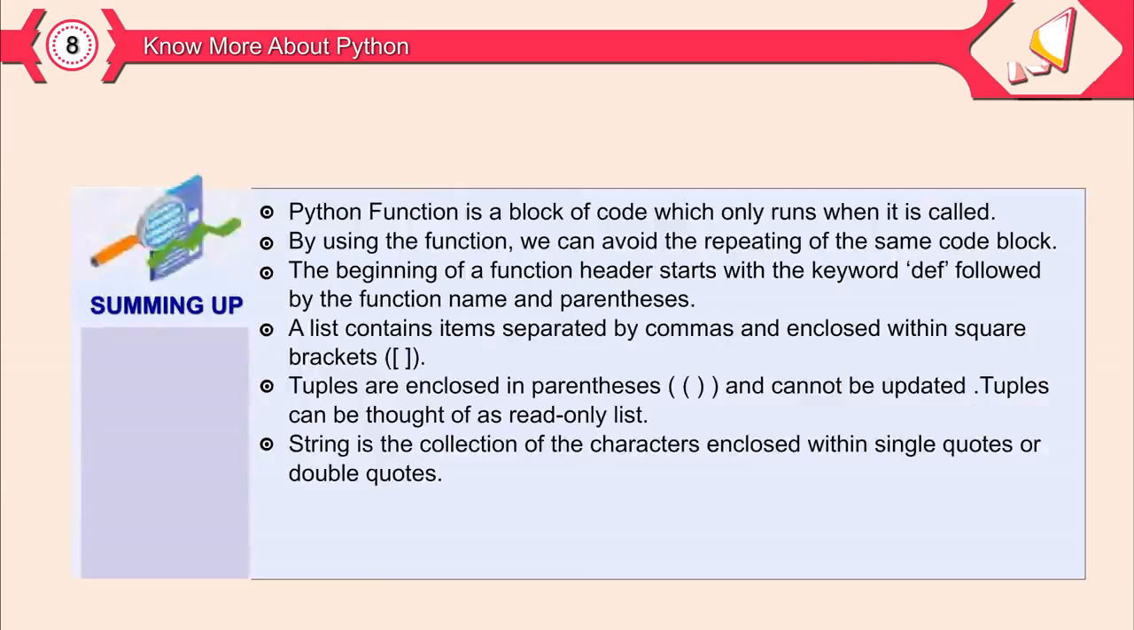A list contains items separated by commas and enclosed within square brackets. Tuples are enclosed in parentheses and cannot be updated. Tuples can be thought of as read-only lists. String is the collection of the characters enclosed within single quotes or double quotes.